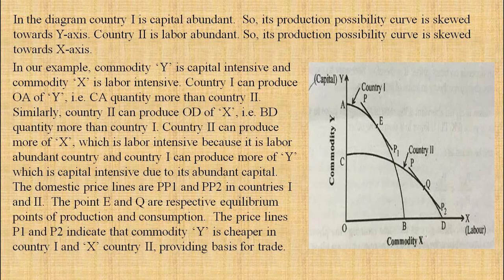The domestic price lines, PP1 and PP2 in countries 1 and 2, and the points E and Q are the respective equilibrium points of production and consumption. The price lines P1 and P2 indicate that commodity Y is cheaper in country 1 and commodity X in country 2, providing the basis for trade. So trade is beneficial to both the countries.